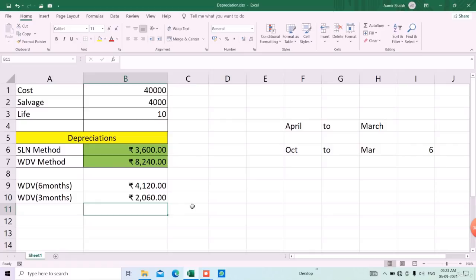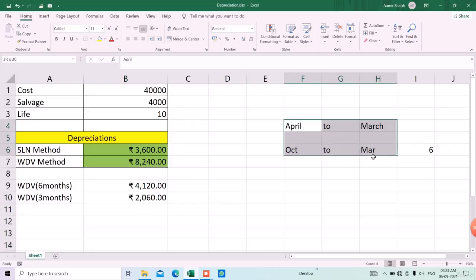So I hope that you have very well understood how to calculate depreciation for the number of years. The calculation for a few months will only be required in the first year, when it is the actual acquisition of the assets in the middle of the year. Otherwise it will go on for the 12 months only.